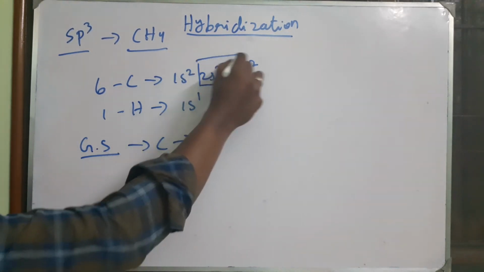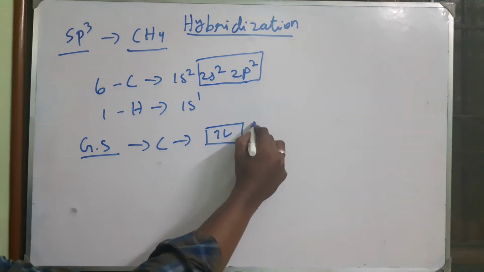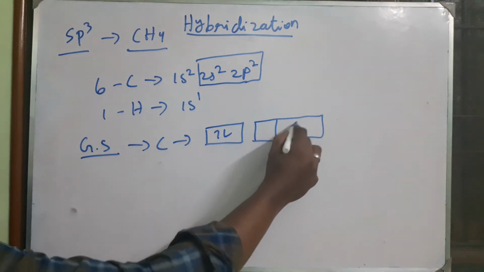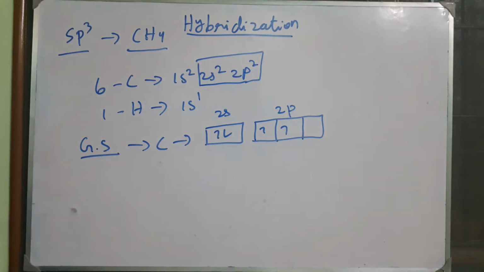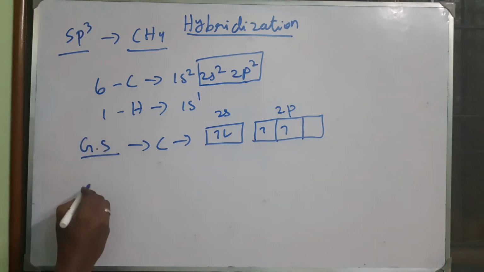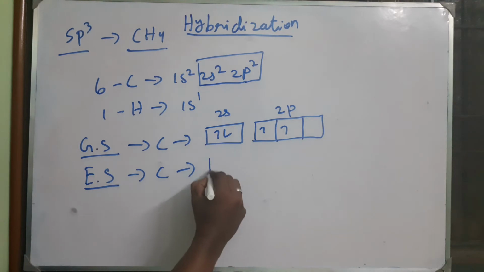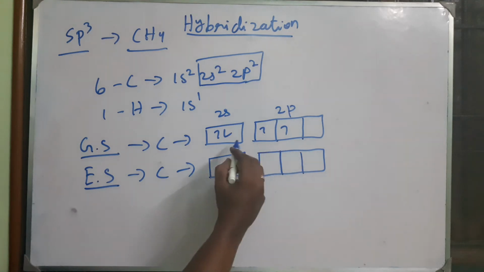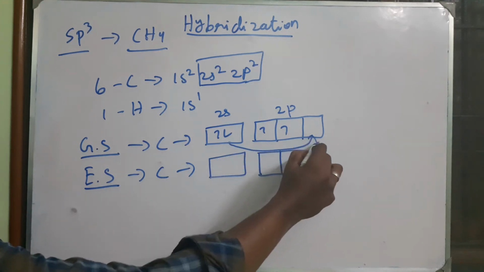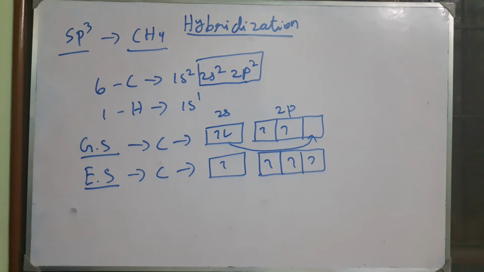I will take only the outermost shell. This is the ground state electronic configuration. Next, we have to write the excited state electronic configuration. In the excited state, what happens? An electron is transferred from 2s to 2p. So this is the excited state electronic configuration.